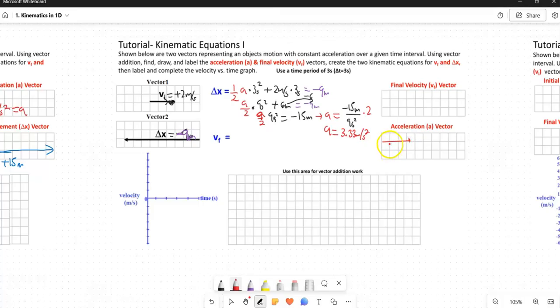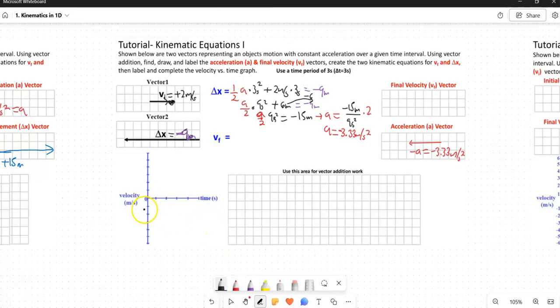So this is going to be, and it should be pointed to the left. So this is negative because that was negative. So this will be 1, 2, 3 and a third. So the acceleration, which is negative, is going to be -3.33 meters per second squared. All right.